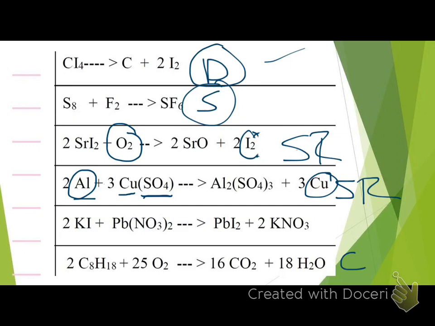The next one is double replacement, because A, B, C, D, right? And then your B and D switch places. And the bottom is combustion, because of your hydrocarbon added to oxygen, and then obviously your carbon dioxide and water being produced.